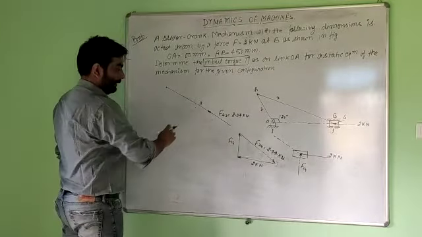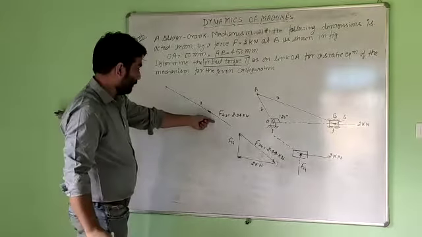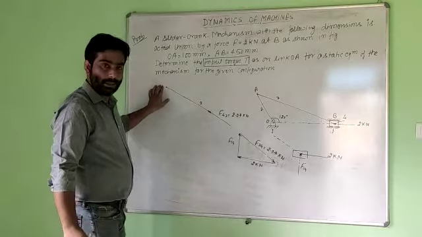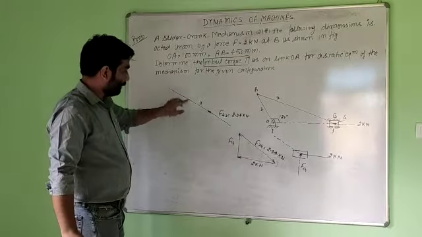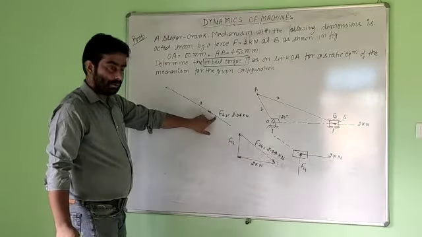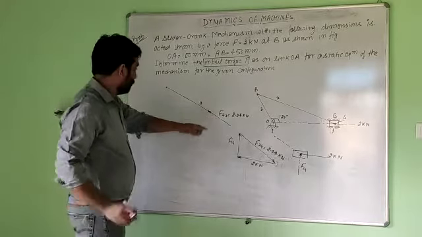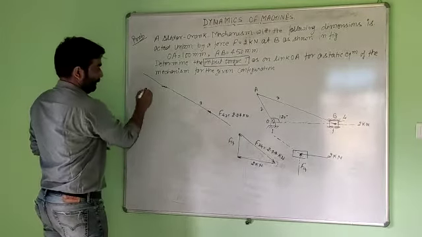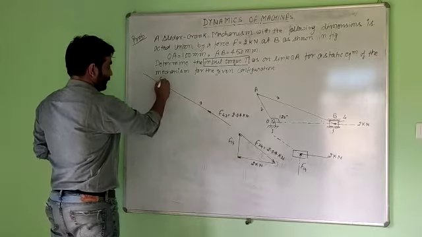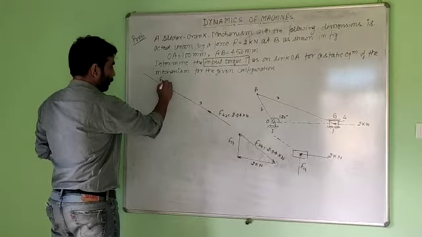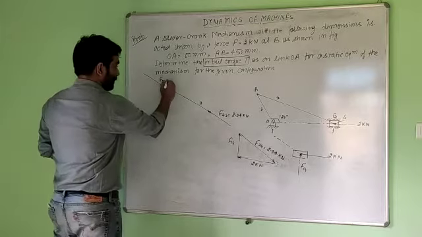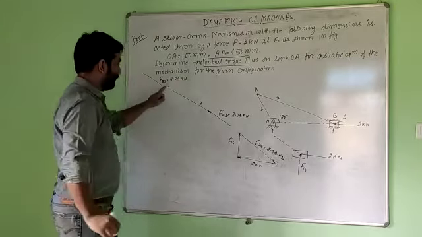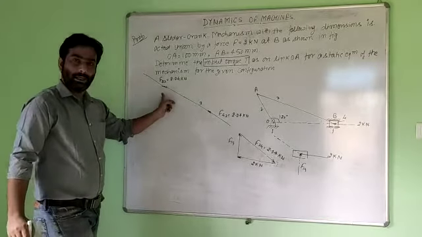Now member 3 is in static equilibrium under the action of one force from here and one force from here. So this force should be in the line of action of this force, equal in magnitude and opposite in direction. So at link 3 we will have one force, the force by the member 2 on the member 3, 2.04 kilonewton, equal in magnitude and opposite in direction.